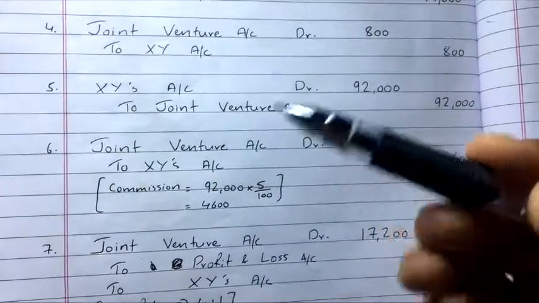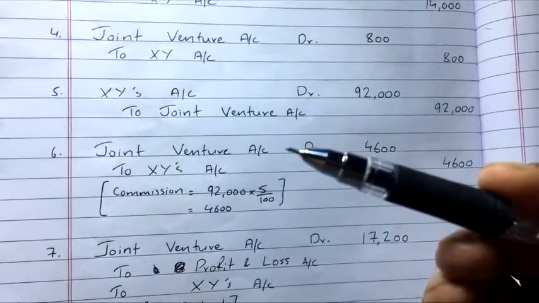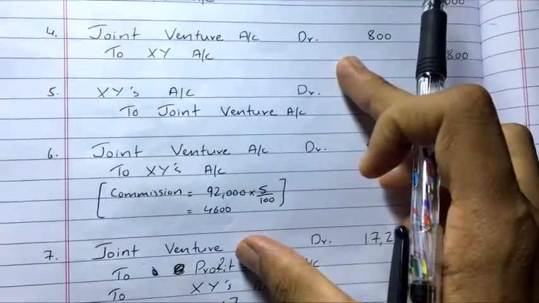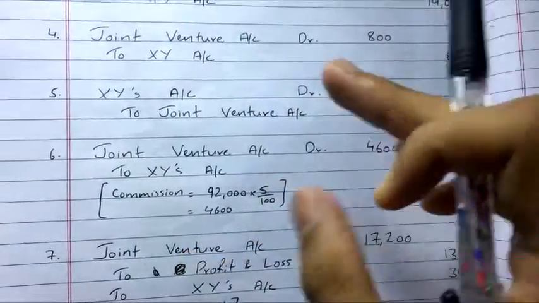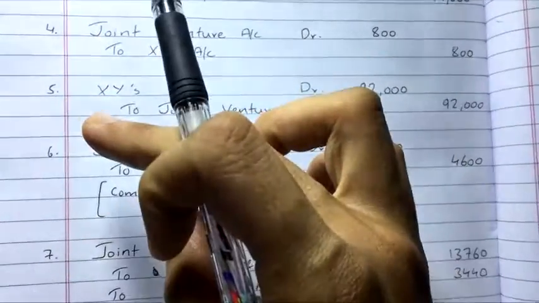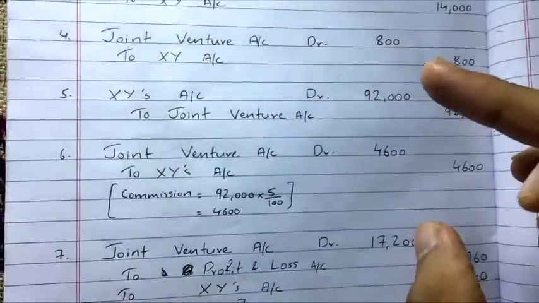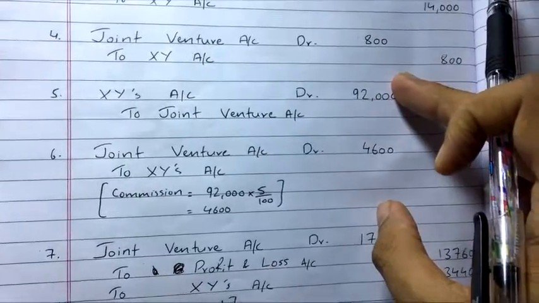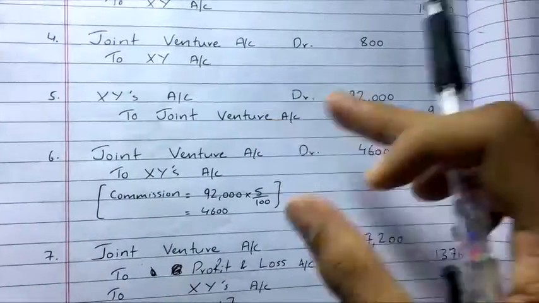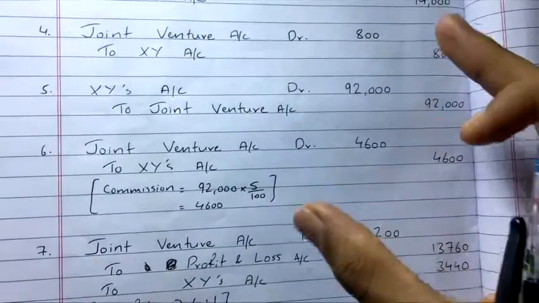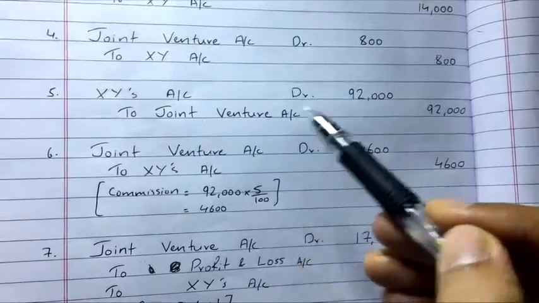I told you, right, in the previous YouTube video, problem 1 of joint venture, that joint venture is similar to trading and profit and loss account. Whenever expense increases, you have to debit. Whenever income increases or revenue increases, you have to credit, right? You have to credit joint venture account. So now income or revenue is increasing, so you have to credit the joint venture account.